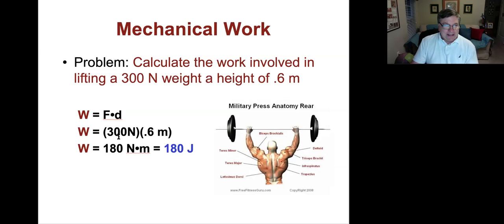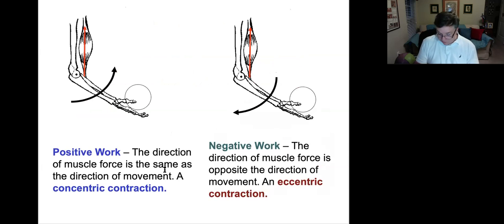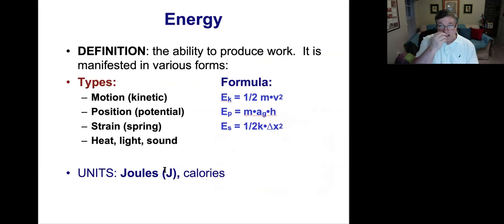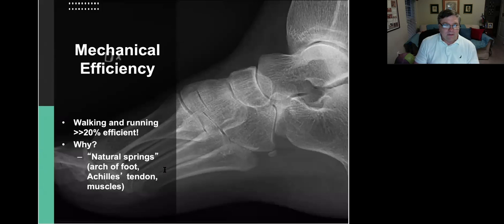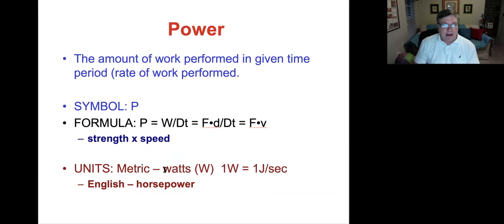Okay, so work is equal to force times distance, 300 newtons times 0.6 meters, and that's 180 Newton meters or 180 joules of work. So work rate, that means the work done per unit time. Another word for that, of course, is power. We're going to skip over negative and positive work. It just means eccentric and concentric contractions. Not that exciting to me. Let's go back and take a look at power. And then I'm going to come back. So power is the amount of work performed in a given amount of time.